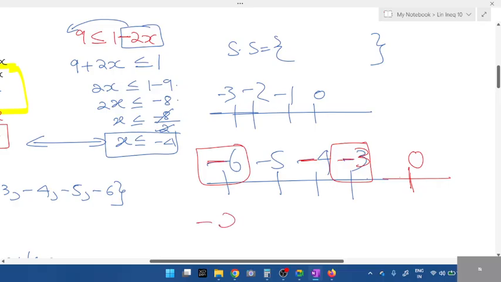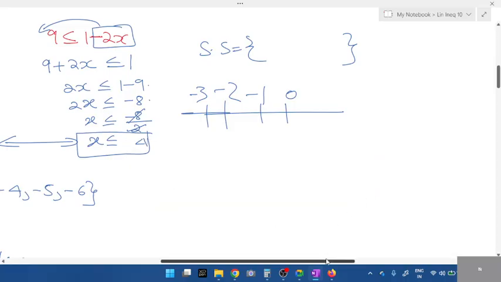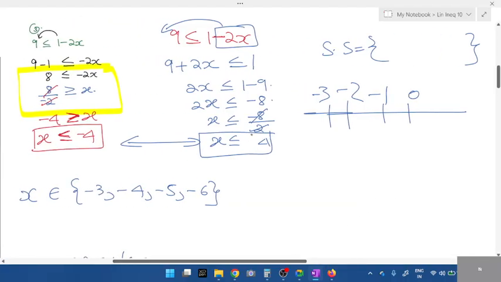So when it comes to negatives, the smaller number is the greater value. If I take minus 2 or minus 100, which is greater? Minus 2 is the greater number. Don't get confused. Don't write minus 100. Minus 2 is the greater. For negative numbers, the smaller numbers are always greater. Now tell me the answer. X is less than equal to.